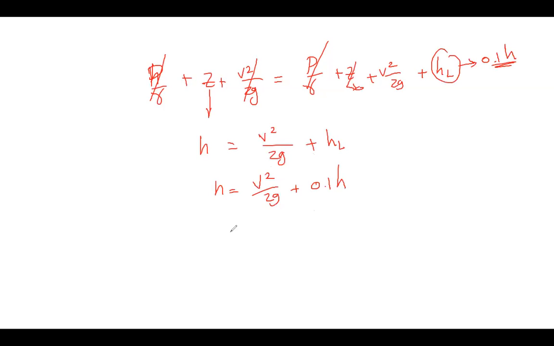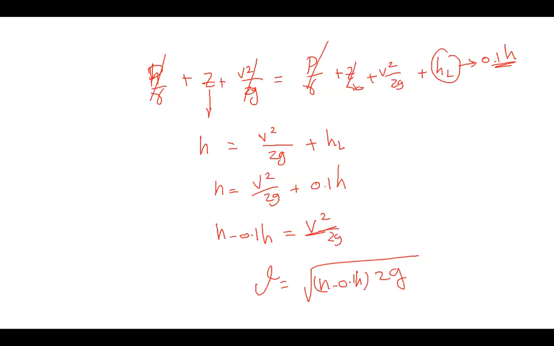Yes. It means H minus 0.1 H equals V square over 2G. So V equals the root of H minus 0.1 H times 2G. This is what we write in the equation: H minus H losses times 2G. And continue again: Q equals AV, but we multiply the area and the new velocity now. Clear? Yes. Okay. Finished with the whiteboard? Yes.